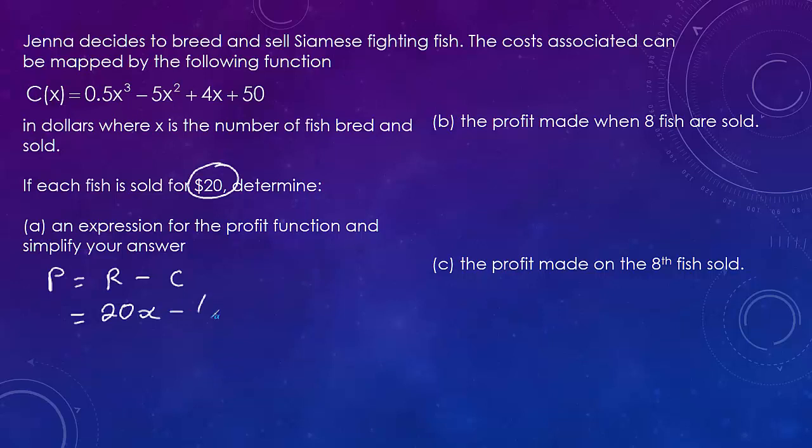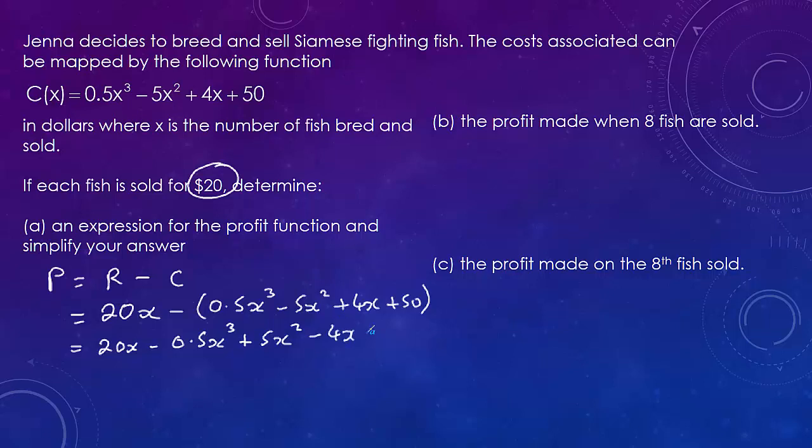Then we've got to take away the cost, which is 0.5x cubed minus 5x squared plus 4x plus 50. So that's going to be 20x, take away 0.5x cubed plus 5x squared minus 4x minus 50. So that's going to give us minus 0.5x cubed plus 5x squared plus 16x, take away 50.